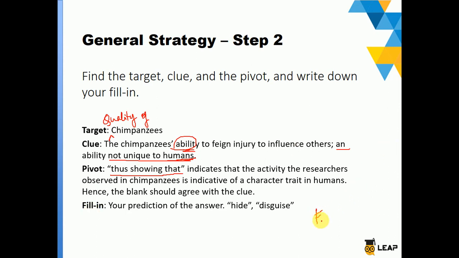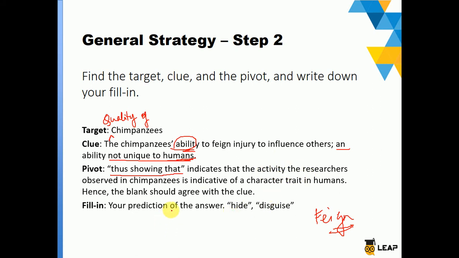This was a word that has been used in the sentence. Alright? It has been used in the sentence. So when you have the ability to feign something, that is a very human-like ability essentially, because animals don't usually possess it. So this is the quality that the blank is talking about.